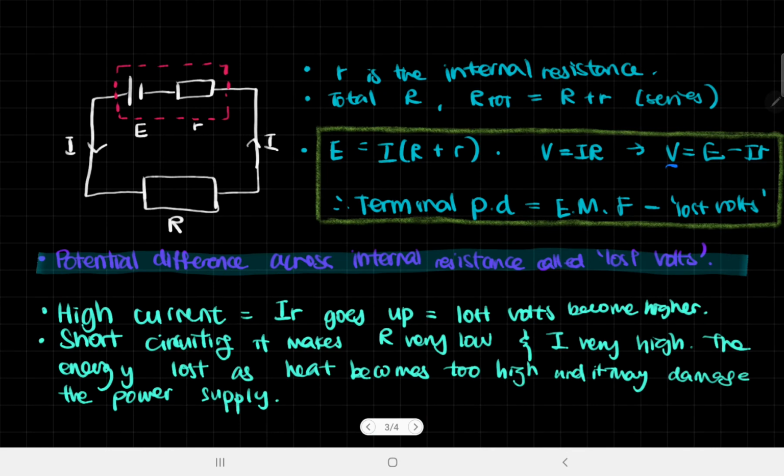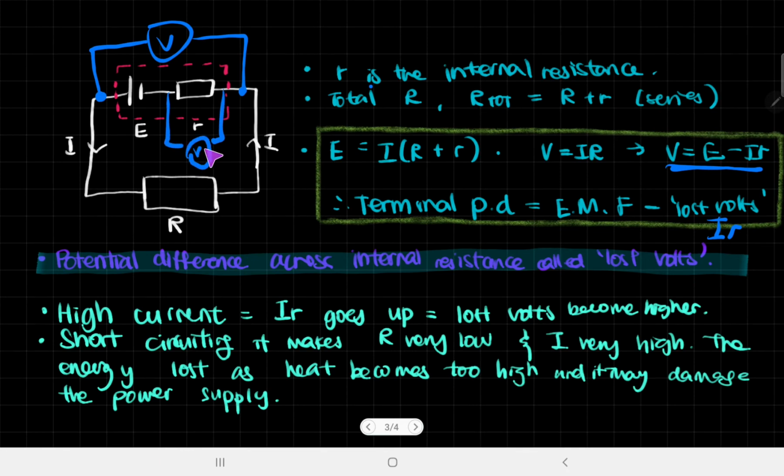So this final equation is just a derivative of these two things, it's not really an equation of its own in any way. We can tell that the terminal potential difference, which might be the one here, equals the e.m.f, the original electromotive force, minus the lost volts, which is Ir, the volts that were used to overcome the internal resistance.